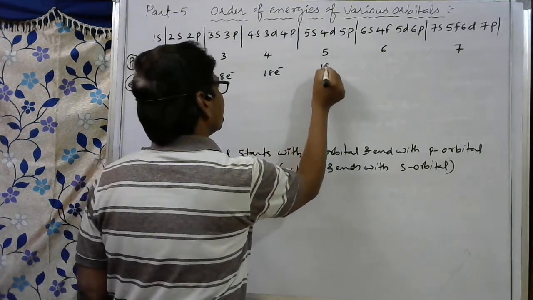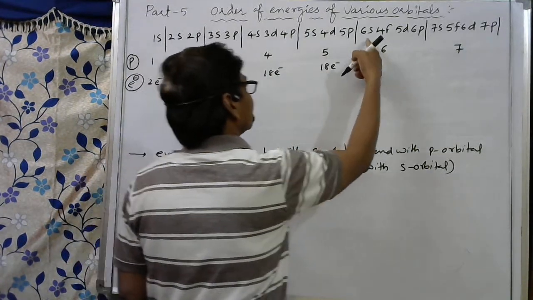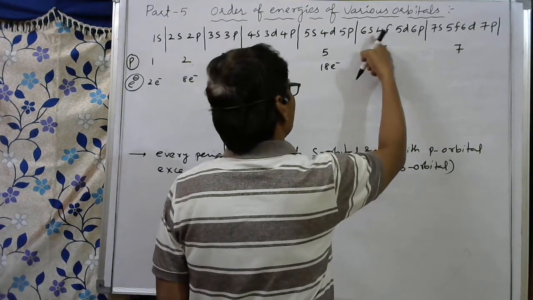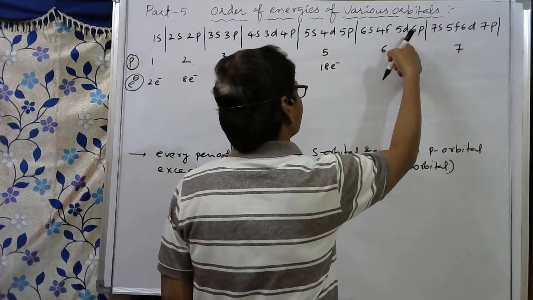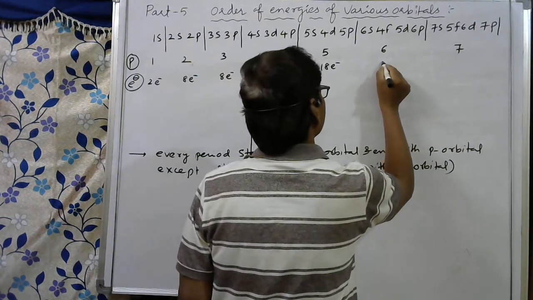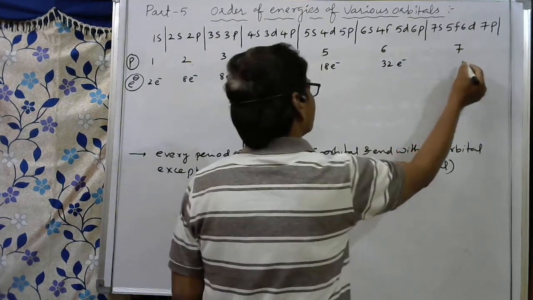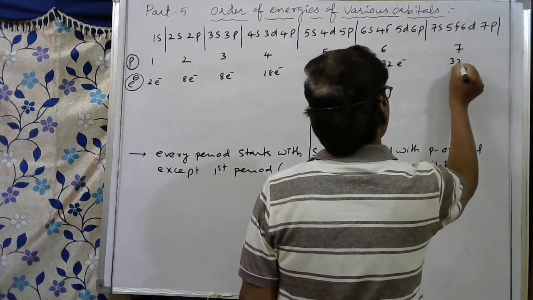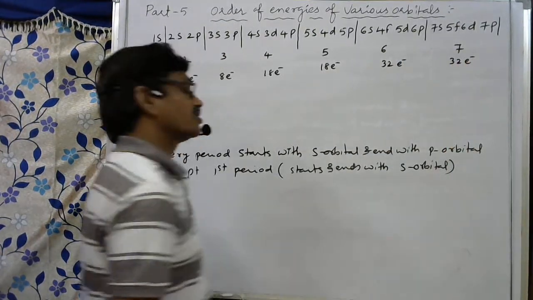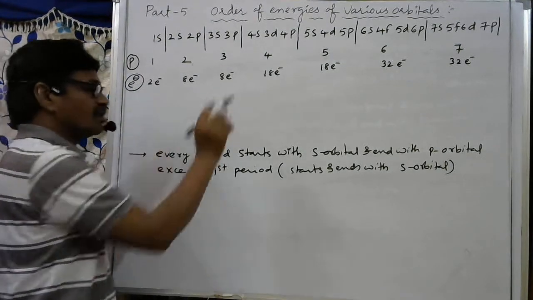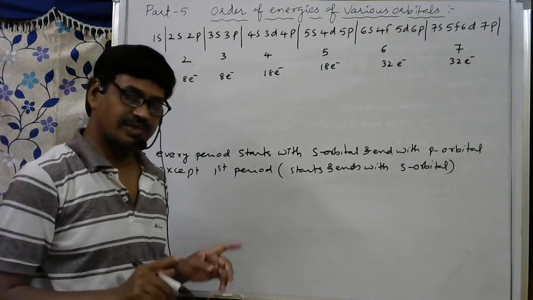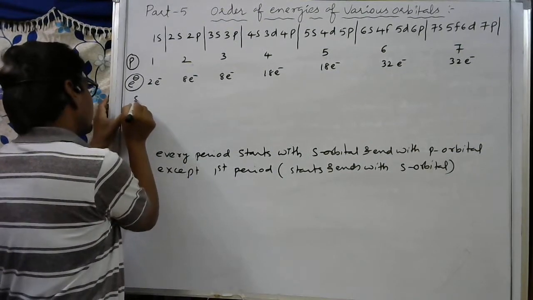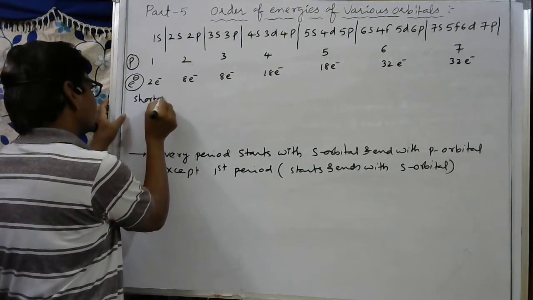Here also 18 electrons. Here 6s, 4f, 5d, 6p. That means how many? Here 2 plus 14 plus 10 plus 6. Total how many electrons? 32 electrons. Here also there are the same 4 orbitals, similar to the 6th period. 32 electrons are present. Because of this number of electrons present in a period, we can say the first period is the shortest period.